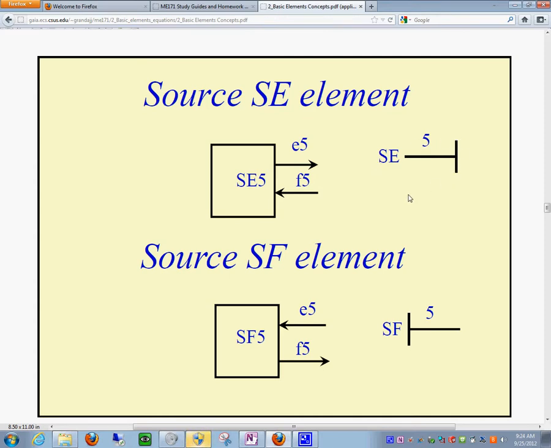I want to make sure that by the end of this class, you have a vision on how to do models of systems using either the block diagram method or the bond graph method. There are two ways of representing systems. This is the block diagram that represents the source of effort. This is the block diagram for the source of flow.